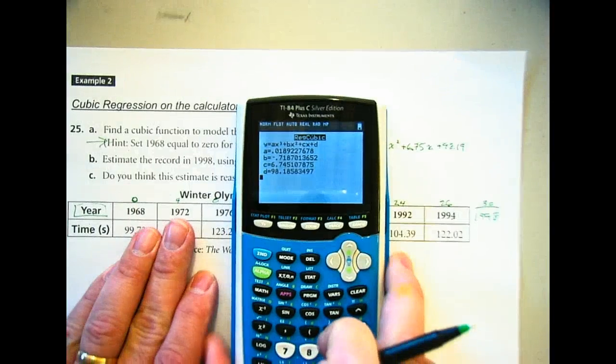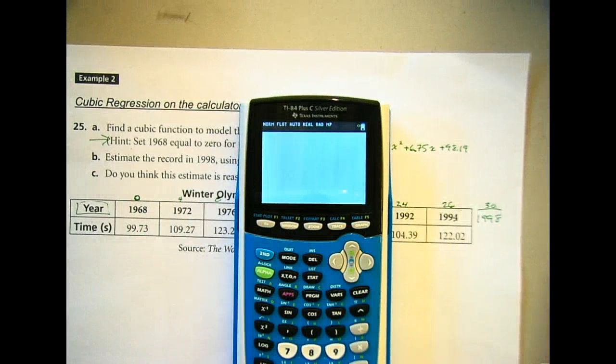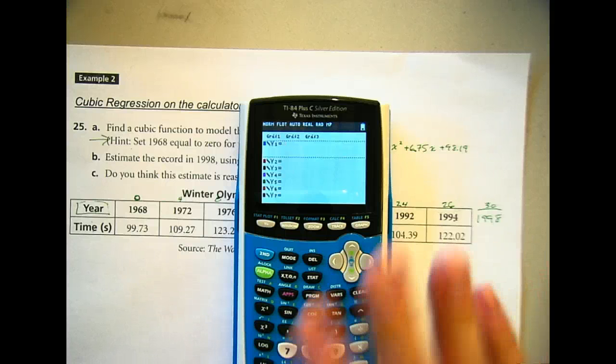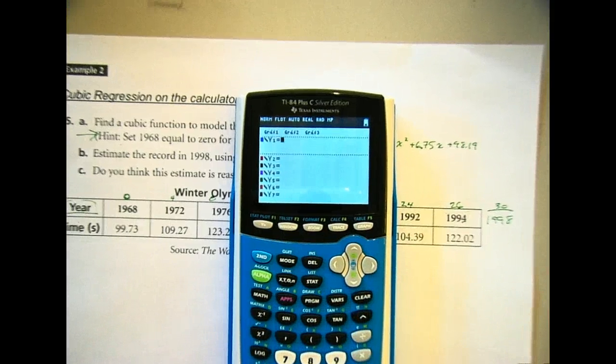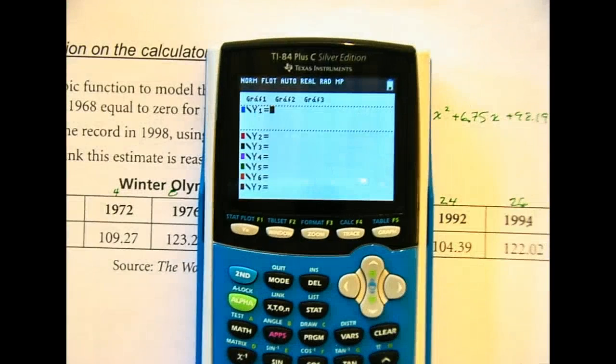Or, on your calculator, does anyone remember how to put it into your y equals menu? Why would it benefit us to be able to get it into our y equals menu? What could we use then? The table. You could use your table, right? If you have something in your y equals, you could go to 30 on your table. Then you have your answer.